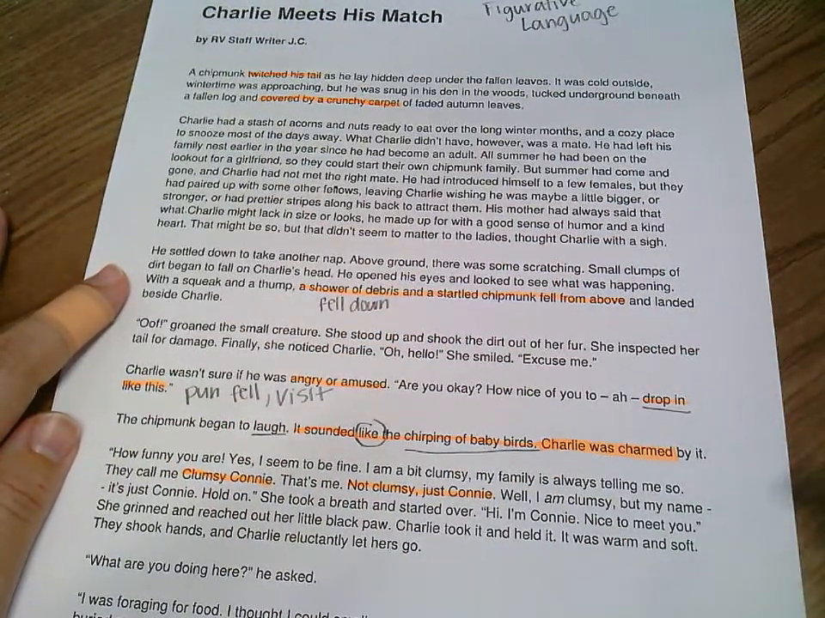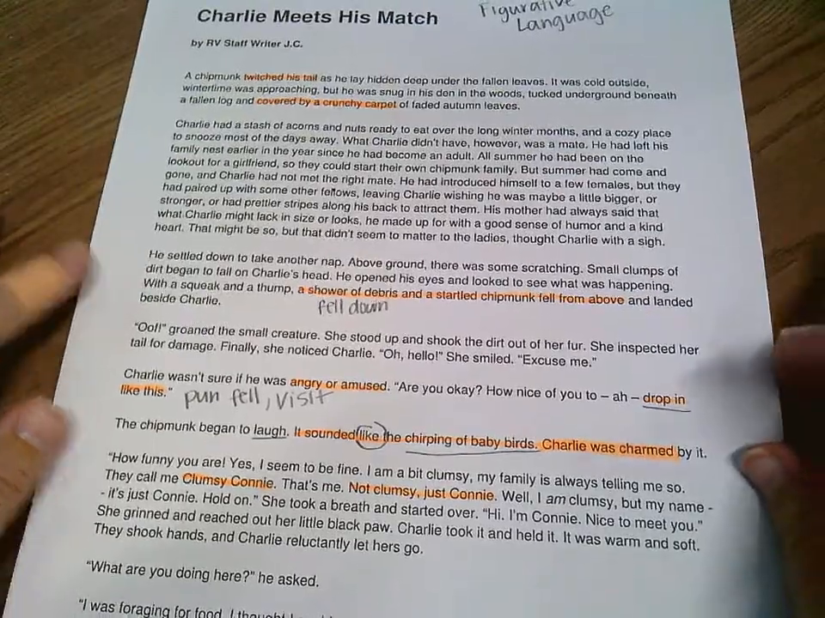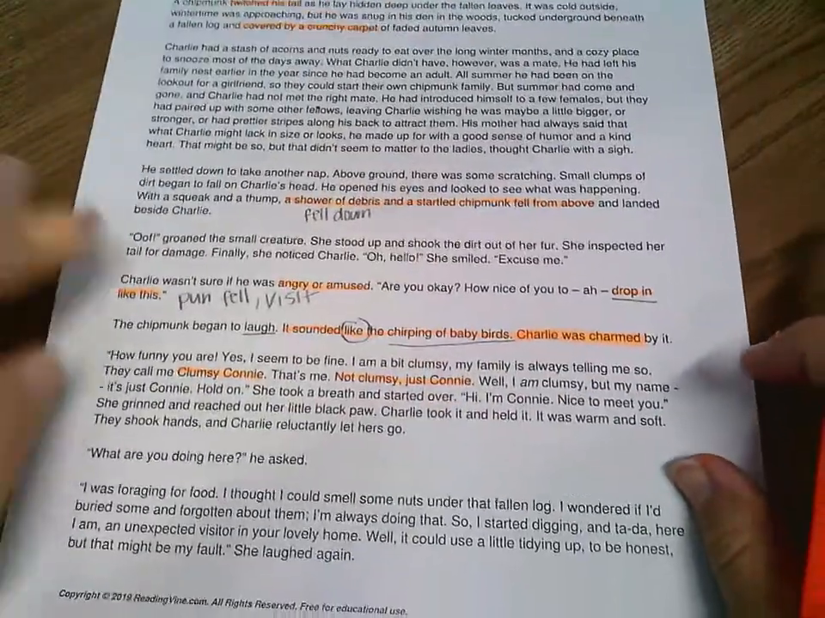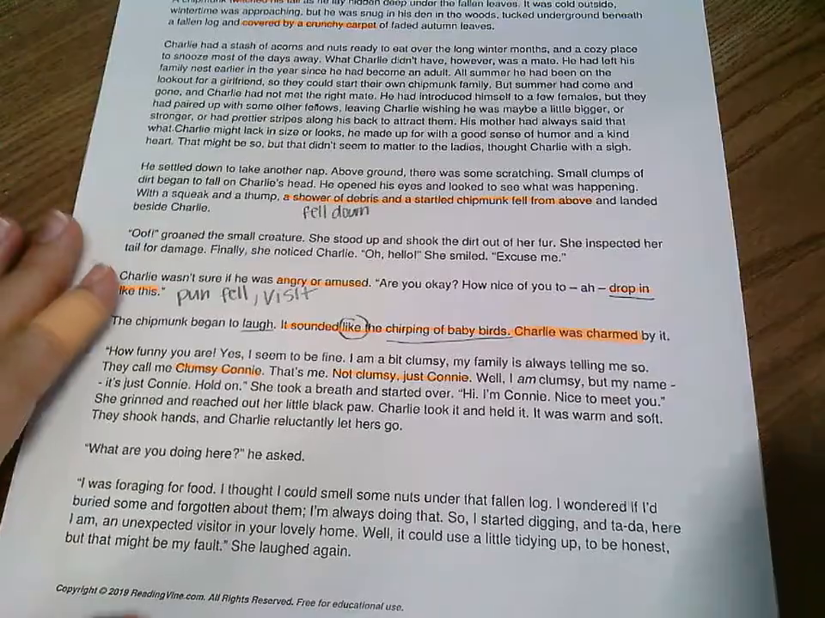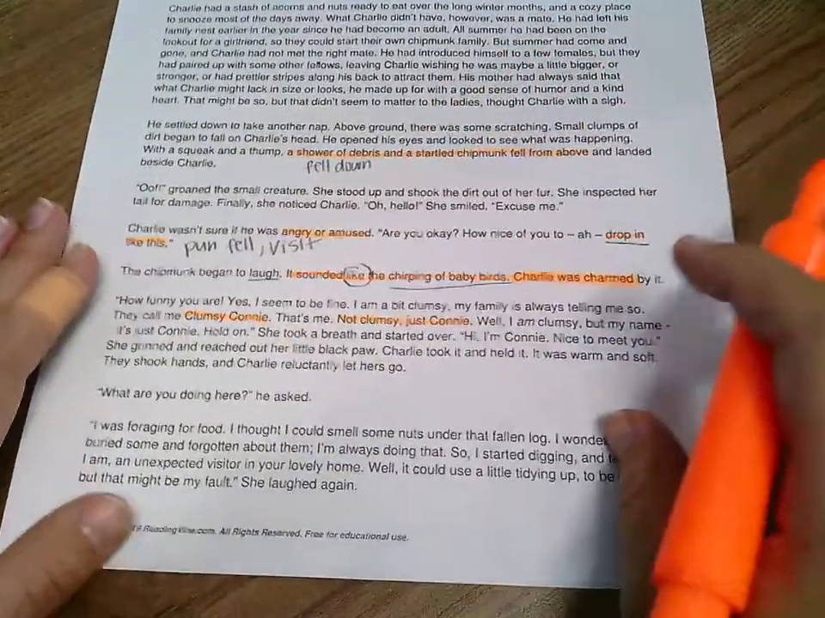"Hi, I'm Connie. Nice to meet you." She grinned and reached out her little black paw. Charlie took it and held it. It was warm and soft. They shook hands, and Charlie reluctantly let hers go. Reluctantly means like he didn't want to let her hand go.